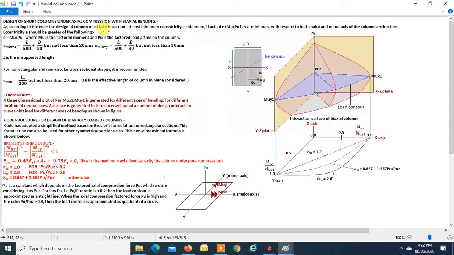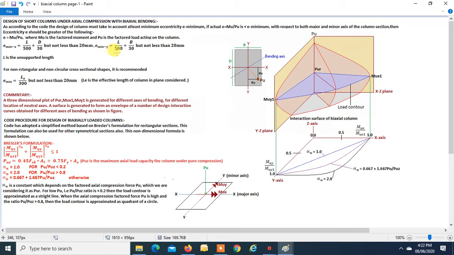Practically all the columns on the sides will be biaxial because you have to take into consideration the minimum eccentricity. So this is your Pu, this will be the ex and this will be the ey. This ex should be greater than or equal to e_min at least. Similarly ey. e_min,x is equal to L/500 plus D/30, where D is the lateral dimension with respect to the X axis, and this should not be less than 20 mm.